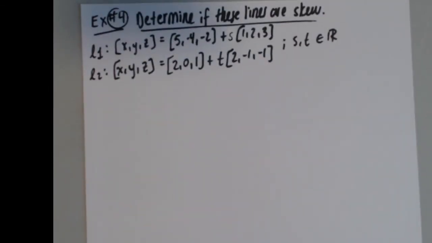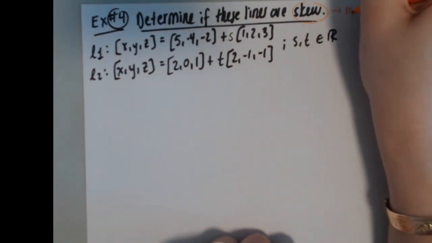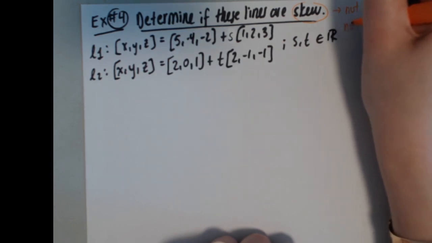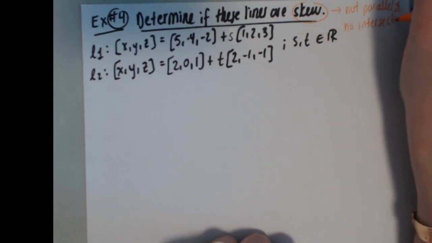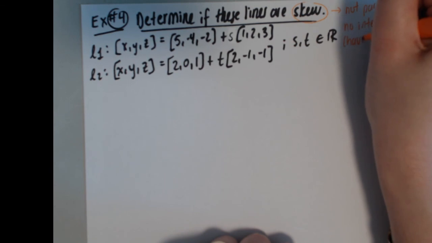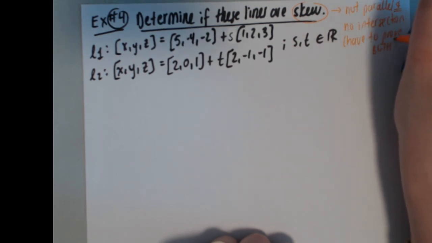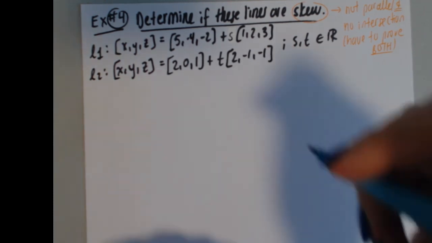All right, so let me just write down what I had just explained. So to prove that they are skew, I have to show that they are not parallel and no intersection. And I'll put in brackets, you have to prove both. All right, so first thing and the easiest thing that I like to look at is the direction vectors. Let's see if they are scalar multiples of each other.